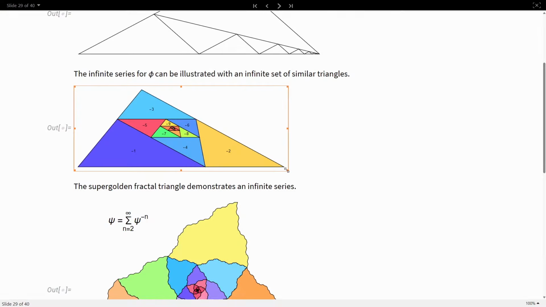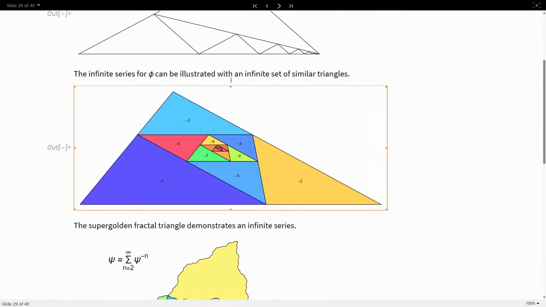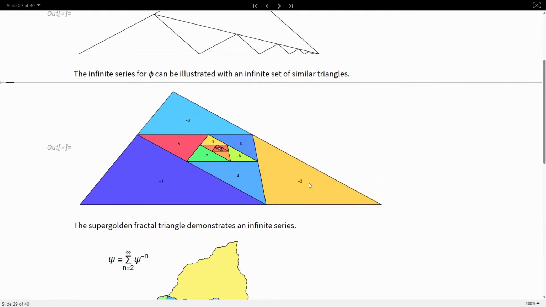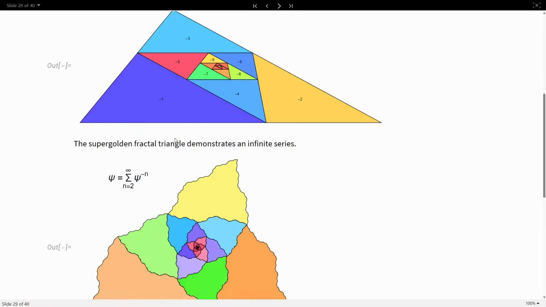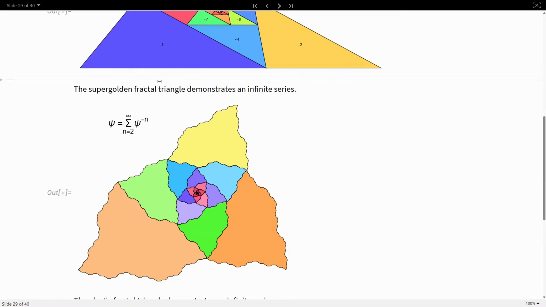Here's another infinite series for the golden ratio, starting with 1 over the golden ratio, 2 over the golden ratio, and so on. All of these together add up to a triangle with an area of the golden ratio. The super golden fractal triangle, as shown here, has the same property. An infinite series will add up to itself.